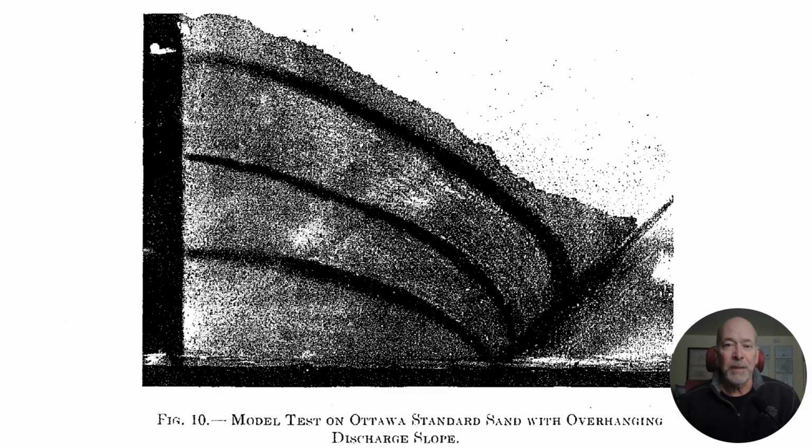Well, inside that book, he's got this interesting illustration. This is the same thing that I just showed you, some dye trace going through a dam. And here it says with an overhanging discharge slope. So that would be a drain. So it's seeping into a drain. Those are flow lines that are illustrated with dye going through the fill.